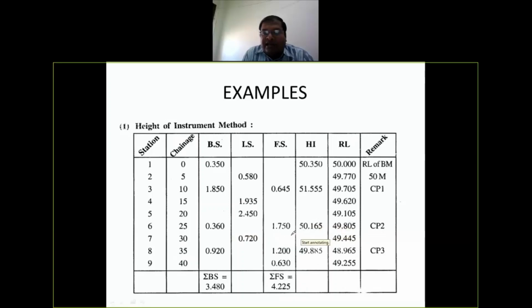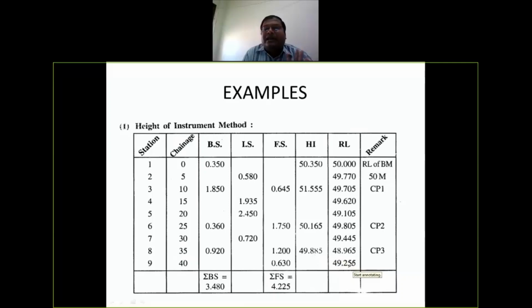Once you get new HI, and if you want to find RL of this particular point 7, station number 7, what you have to do, you have to take IS value of this and you have to deduct this IS value from new HI, you will get RL of this particular point. Same way you have to take 1.200 and you have to deduct from 50.165, you will find 48.965. Again, change point is there, you have to calculate new HI: 48.965, RL of change point plus backsight, you will get 49.885. Now, if you want to find RL of point 9, what you do, you have to simply deduct your foresight value 0.630 from 49.885, you will get 49.255.